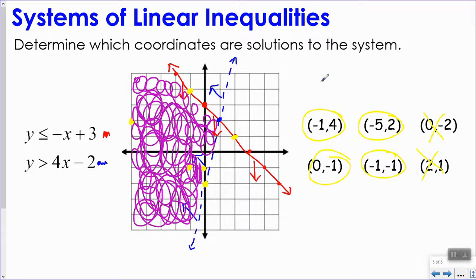Alright, so if we go ahead and look at these points, we have -1, 4, which sits on our solid line, but also would be shaded by the blue line if it was not on that borderline, so that is a solution. -5, 2 is clearly in our shaded region. 0, -2 does not work because it sits on that dotted line, so that is not a solution. 0, -1 just slides into our shaded region, so it's good. -1, -1 again is clearly inside, and then if we look at the point 2, 1, it sits on the solid line, but that wouldn't be shaded by the blue line, so it's not a solution.